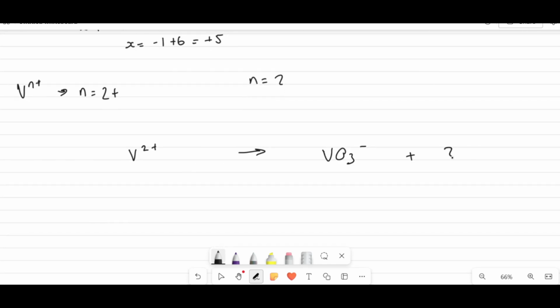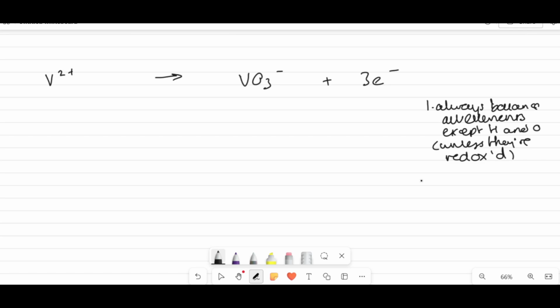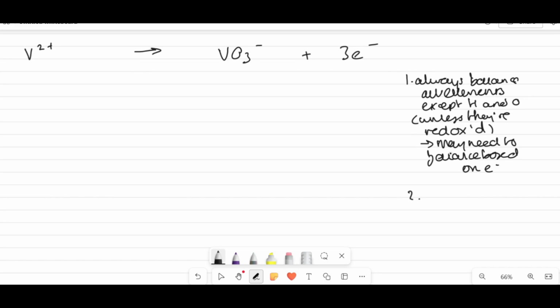3 electrons, right? If you want to shell out the rest of the equation, step 1 is always balance all elements except H and O, unless they're being redoxed. And then 2, you may also need to balance based on electrons. A lot of people put the electrons in last, but if you screw up every single step and get the wrong H pluses, you're going to put the wrong electrons in. So actually, step 0 really should be add your electrons based on oxidation states.